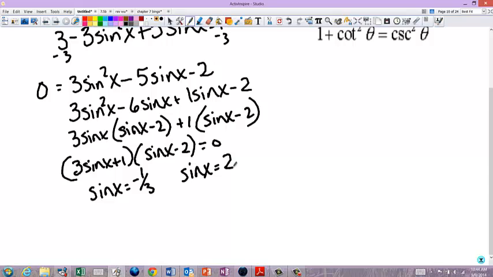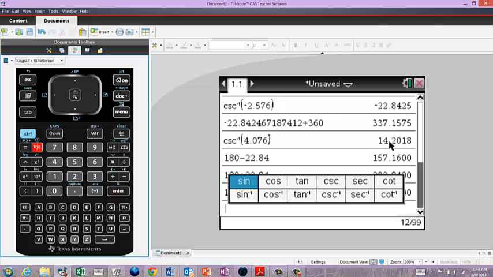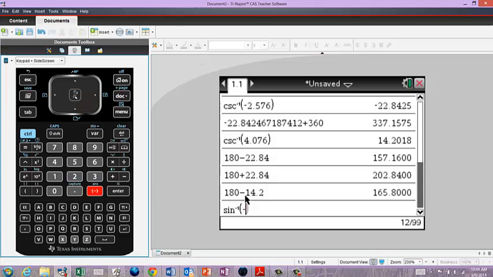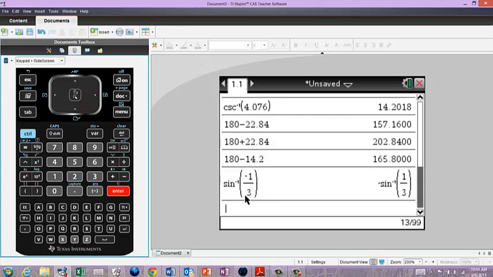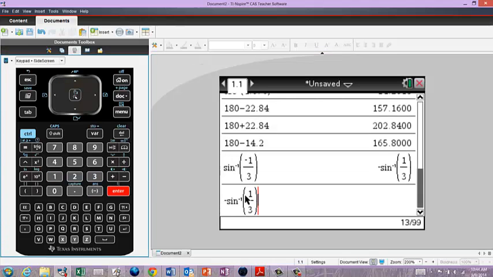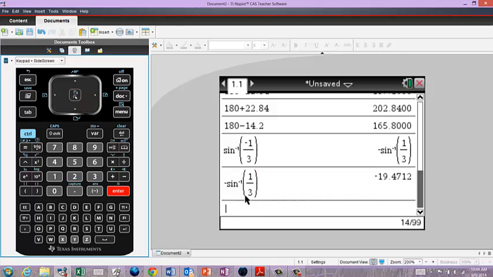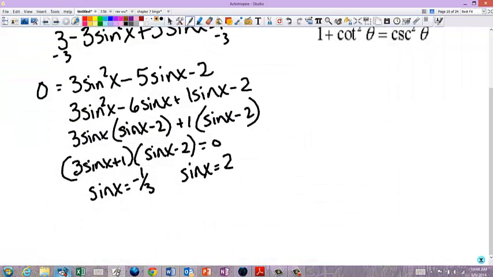So, calculator, inverse sine of negative 1/3. Oh, that's lovely. Thanks, calculator. Negative 19.47. It's not the answer, though. That's just what my calculator gives me. And then, where does sine equal 2? That's not in the domain. Never. Sine never equals 2.